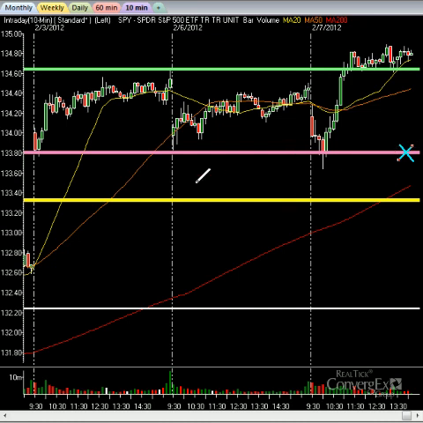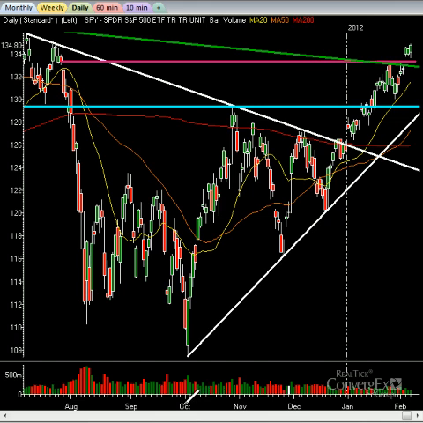You want to see these low pivots from the last 3 days taken out. That would be significant in terms of a possible breakdown. All right, if you continue up, you do have an upside resistance level. Let me show it to you on the daily chart. We'll go to the SPY daily.